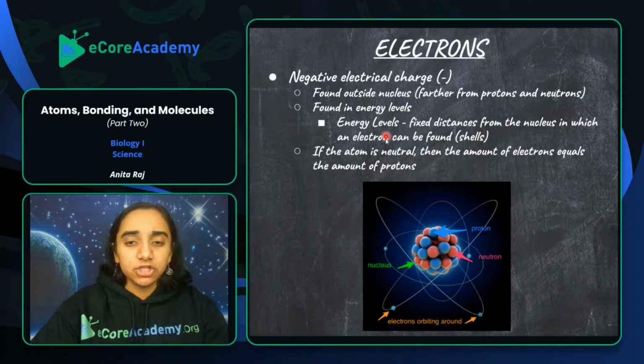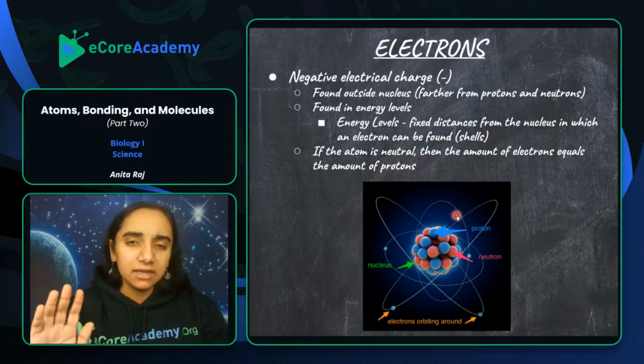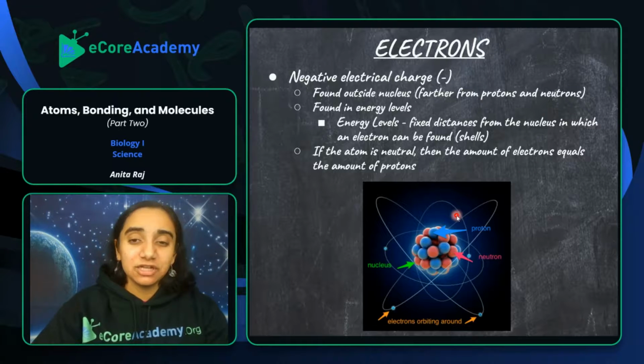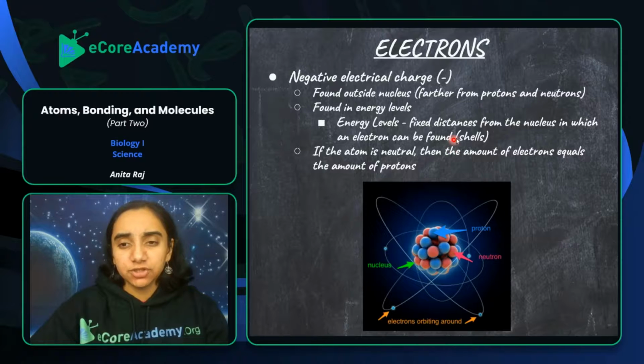They're found in energy levels. As you can see, these disks kind of represent orbitals, and we'll get further into that in the next video, but I really want to leave that for chemistry because that is a whole unit in chemistry. You talk all about electrons and things like that. So energy levels are just fixed distances from the nucleus in which an electron can be found.